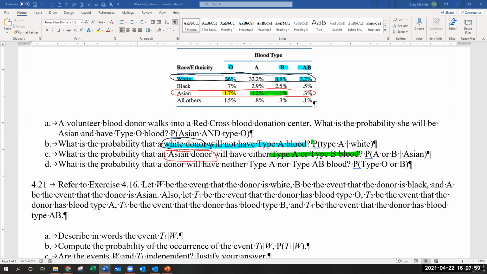If we looked at the intersection of being white and having type O blood, that probability would have to be zero. And we can see very clearly from the table that it is not. It is 36%.